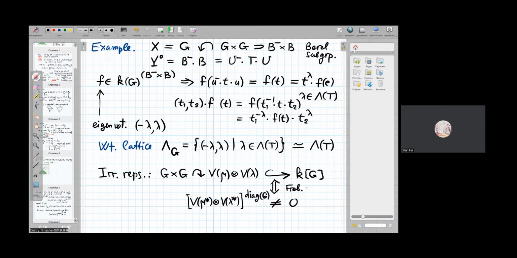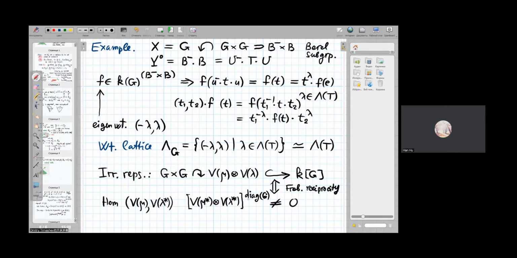This equivalence is by Frobenius reciprocity, which we discussed some time ago. Now let me also remark that this tensor product V of mu star tensor V of lambda star is just the same as the space of linear maps from V of mu to V of lambda star.